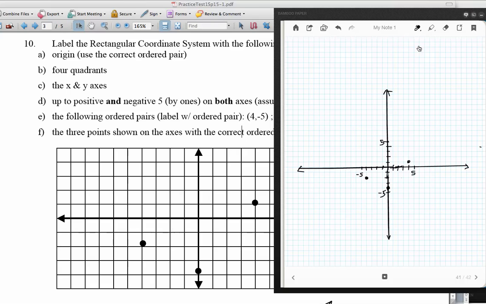All right, so with that said, the first thing that we're asked to do in this problem is to label the origin. So the origin is where our x and y axes meet, where the x-axis is the horizontal axis and the y-axis is our vertical axis. So I'm going to put a dot here and that is the origin, and I'm going to label it with the correct ordered pair, and that would be 0, comma, 0. And remember that ordered pairs are the x coordinates, comma, the y coordinates. So remember x.